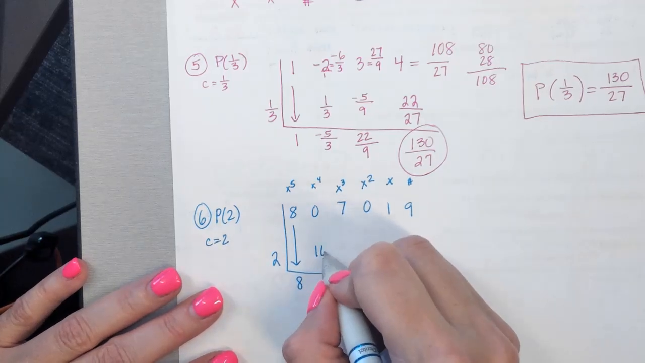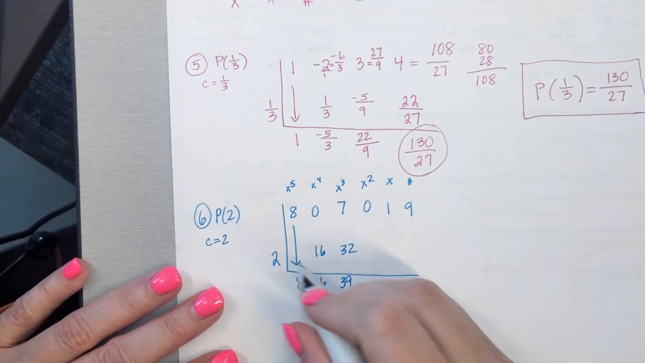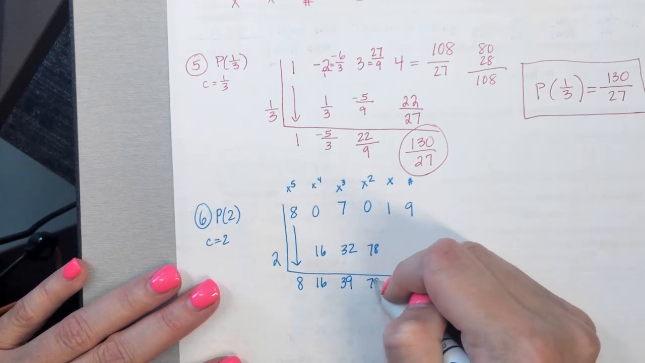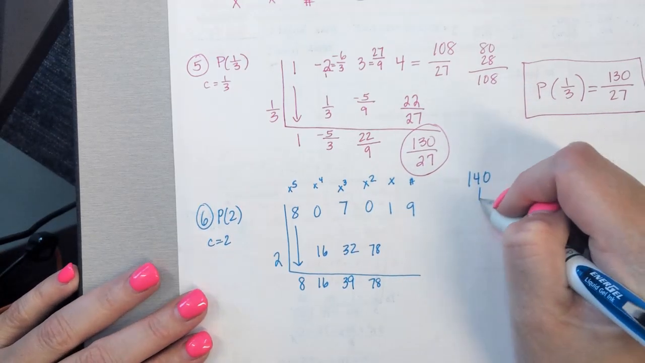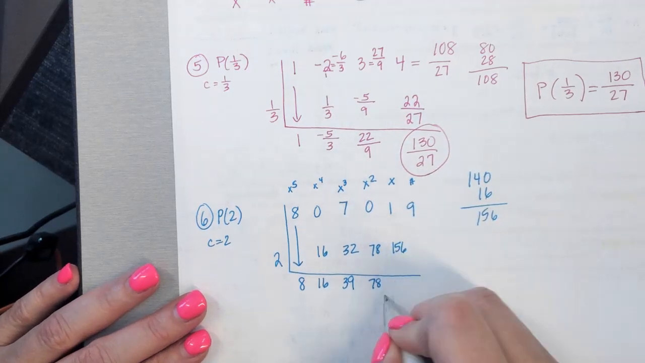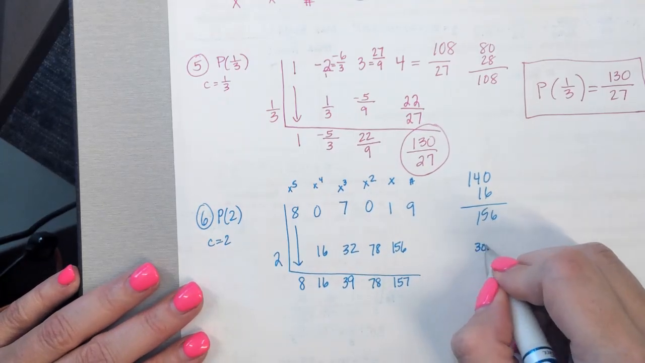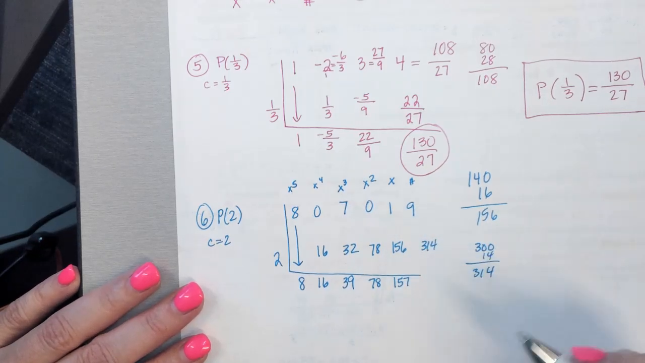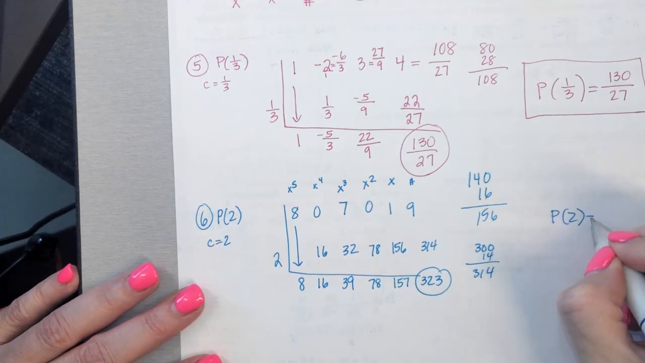8 times 2 is 16, add straight down. Multiply, add straight down. 40 times 2 is 80, so if I subtract 2 from that, I get 78. Okay, 78 times 2, I would do 70 and 70, which is 140, 16. Okay, you don't have to do this all in your head. You can write some things out. Because you're doubling it, that makes it a little easier. So 314. And if it's plus 9, just add 10, subtract 1. 323. So P of 2 is 323.